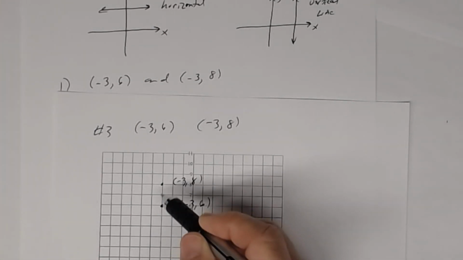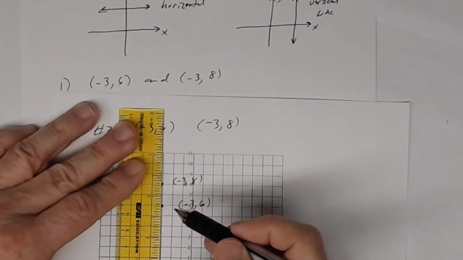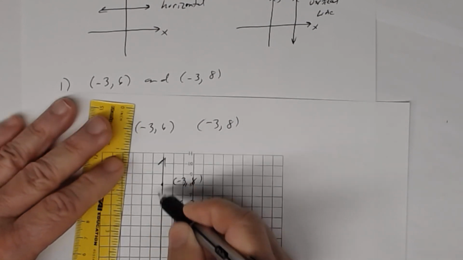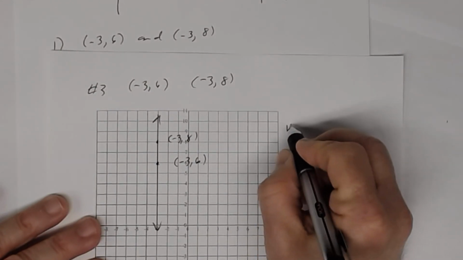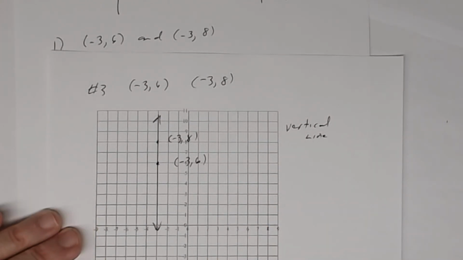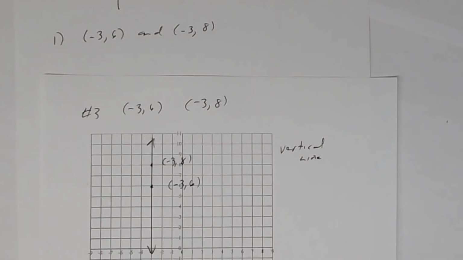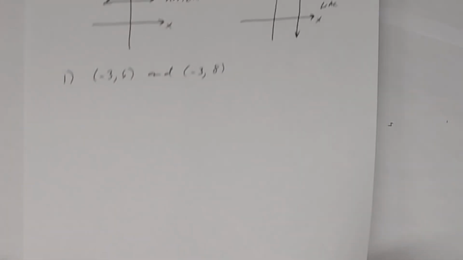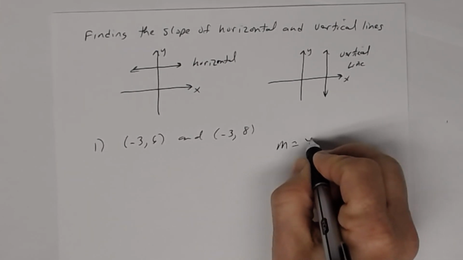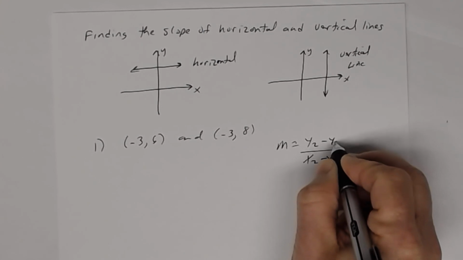If I draw the line that goes through these 2 points, notice that this line goes up and down, right? So this is a vertical line. Y'all agree? That's a vertical line. And now we want to find the slope of this vertical line. So I'll use the slope formula. Remember, the slope formula is y2 minus y1 over x2 minus x1. Let's see what we get.